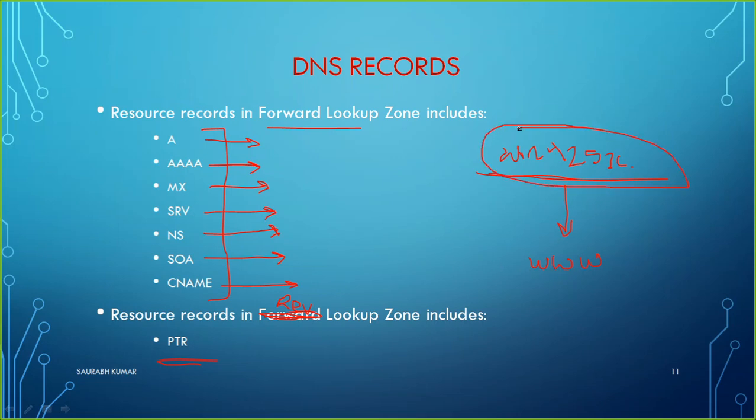So all these records are stored as a forward lookup zone in the DNS, whereas PTR, that is called a pointer record, is stored in the reverse lookup zone. It keeps the information about which IP address is connected with which host name. I mean which IP address can be resolved to which name. Those records are stored as PTR records, in the reverse lookup zone.